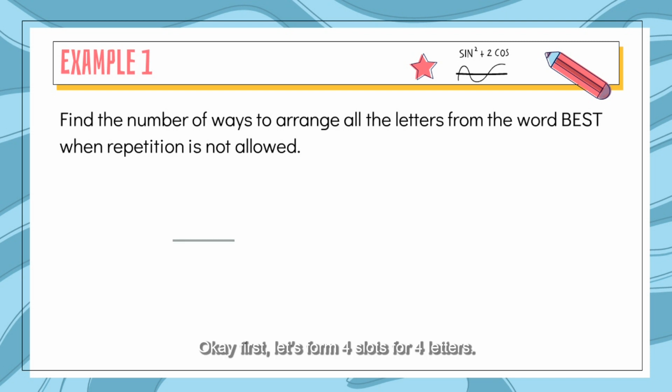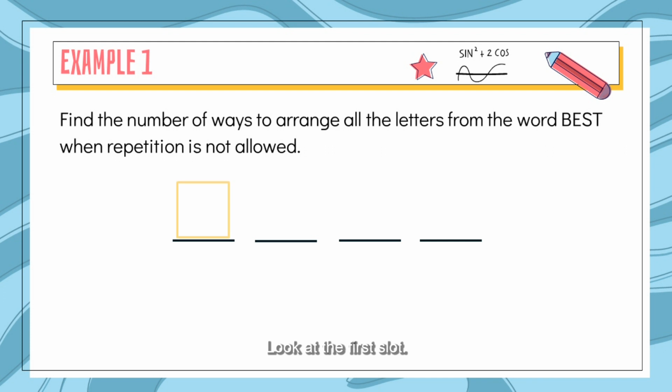Okay, first, let's form 4 slots for 4 letters. Look at the first slot. In how many ways can we fill the first slot? We can fill it with any of the 4 letters, right? We can fill it with B, E, S, or T. Hence, there are 4 ways to fill the first slot.